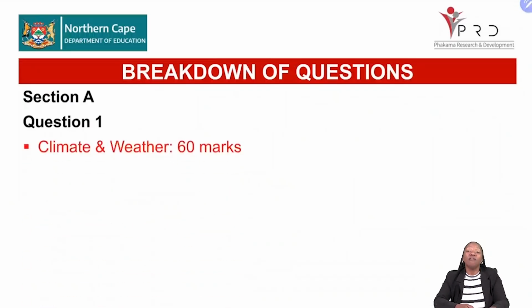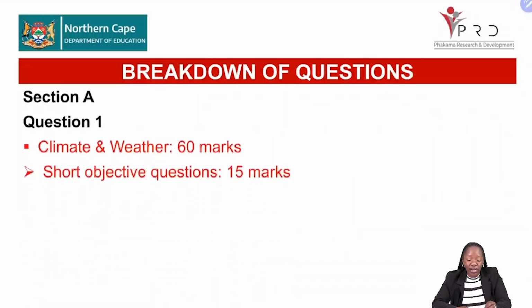So for your further breakdown of the questions, under your section A, question 1, we said you should expect any questions from your climate and weather. Remember, the examiner can pick any subtopic under this topic, which is your climate and weather. So for your questions, you will have the short objective questions with the total of 15 marks.